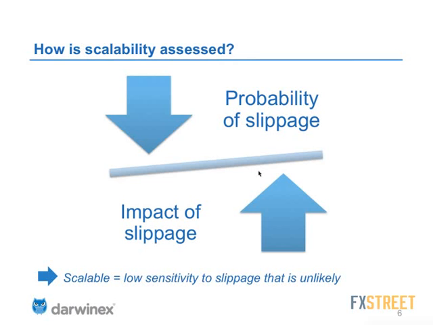So what is a scalable strategy? A strategy that's scalable will have low sensitivity to slippage, and slippage will be unlikely to begin with. So we look at both in the same way. If you're going to trade the euro-dollar at times when there's ample liquidity, that's going to be much better than trading an exotic pair during a release of news by its own central bank. That's what happens.